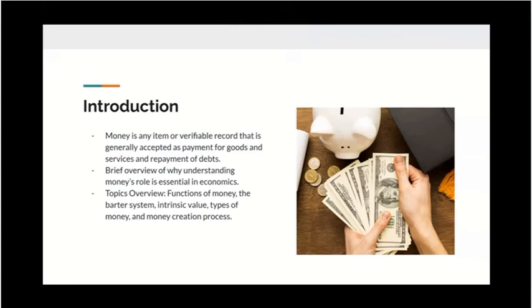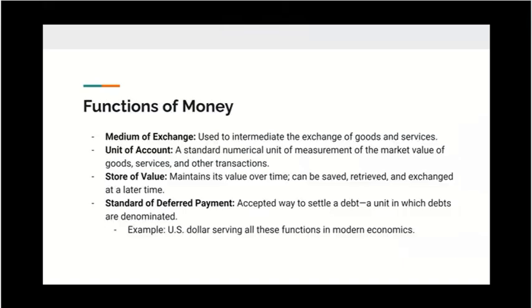to an essential topic of economics, which is the nature of the function of money. So let's get started right away. We're going to explore what money is, its critical functions, the historical barter system, intrinsic value, and the types of money that have been used throughout history. We're also going to unravel the process of how money is created in modern banking. So let's get started with the functions of money.